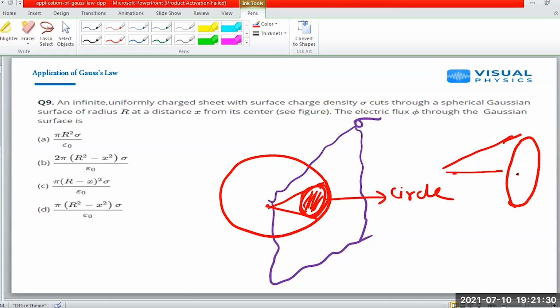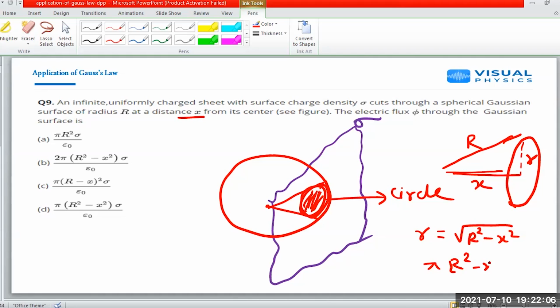We've already discussed Gauss law and electric flux in our first DPP. This distance is x. At distance x from the center of a sphere of radius r, the base of this sphere, that is the circle on this sheet, will be of a small r. Small r is actually the square root of r square minus x square, and the area A of this red circle will be pi times (r square minus x square).